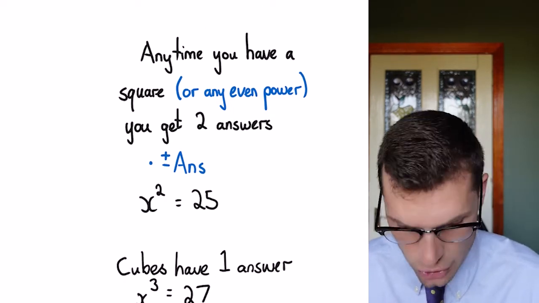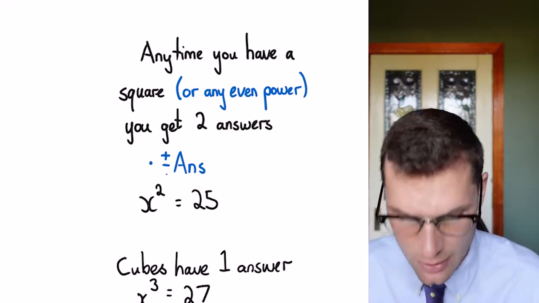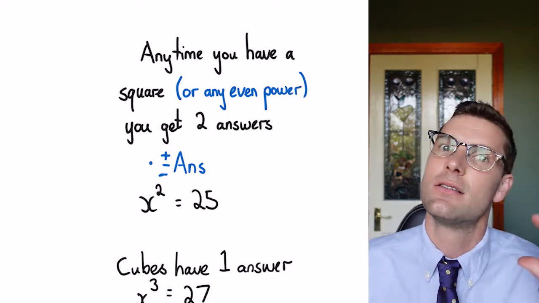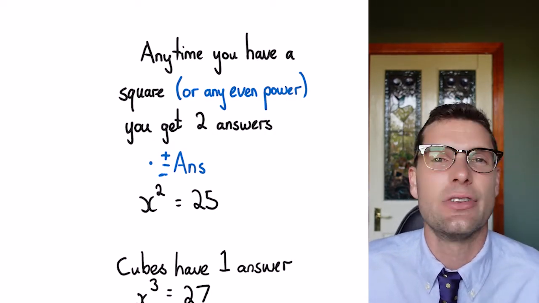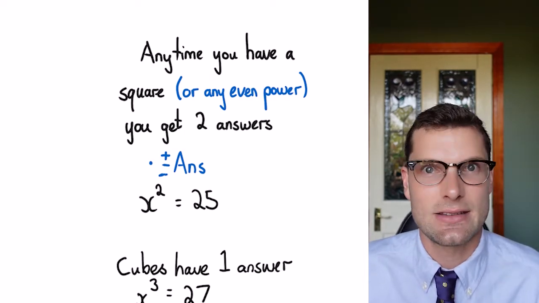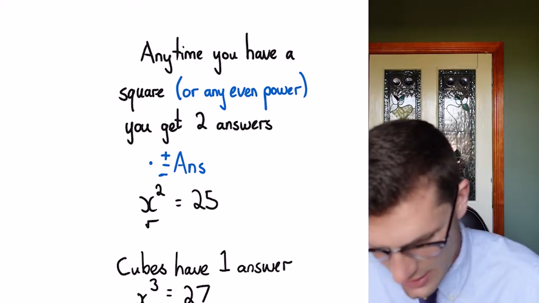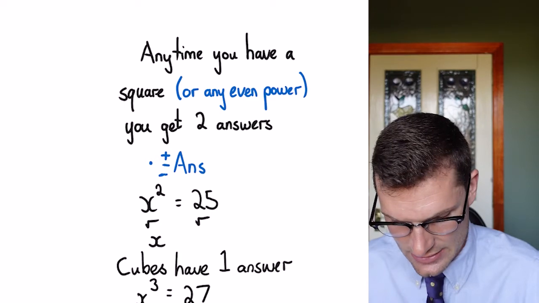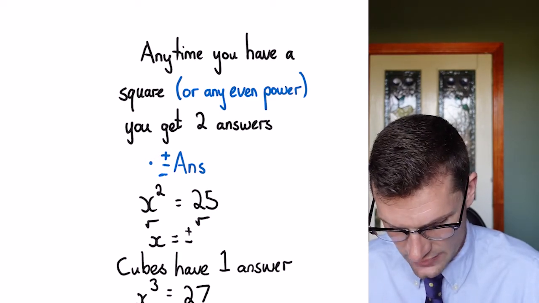Instead of writing that out, you can just use this little symbol here, which means plus minus the answer, which tells us that both are correct. So for this example here, x squared is equal to 25. We square root both sides, and this leaves us with x is equal to plus or minus 5.